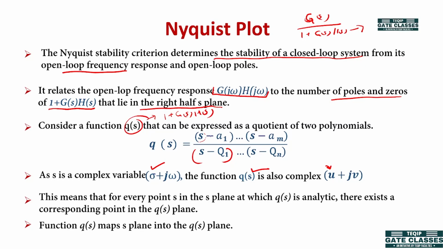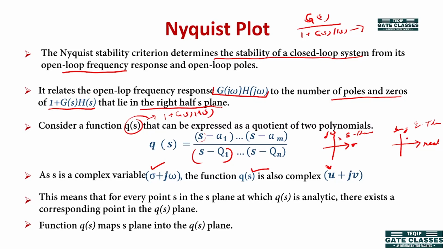So this means that for every value of s, there exists a value of Q(s). If we draw this on some plane, let's say this is the s plane, and this is the real axis, that is sigma, and this is the imaginary axis, that is omega. And there exists a corresponding Q plane. This is its real axis and this is its imaginary axis. So this is the Q plane and this is the s plane. If we consider any point in this s plane, there exists a corresponding point in this Q plane.